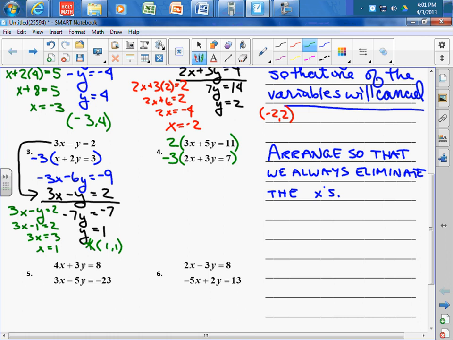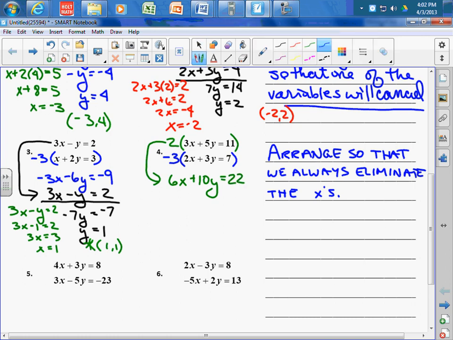Now, look what happens. Here, let's do this. So I'll show you the difference here, what's going to happen. Let's do that in blue here. So I'm going to take the bottom row and multiply by negative 3. So in the green, here's what we have. I'm going to take 2 times 3x and get 6x. I'm going to take 2 times 5y and get 10y. And I'm going to take 2 times 11 and get 22.